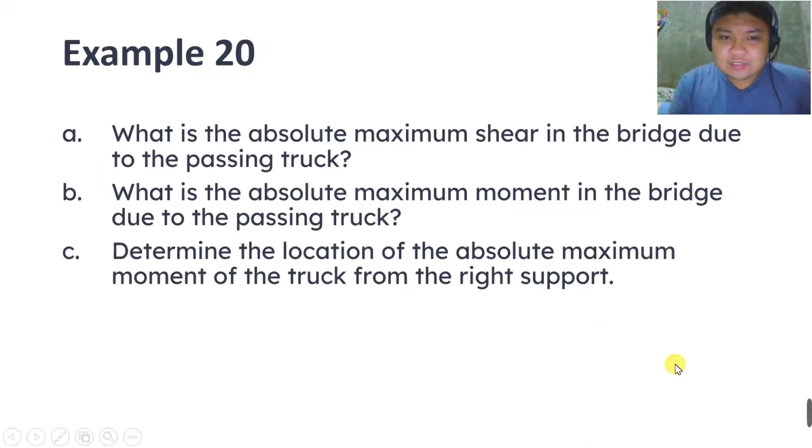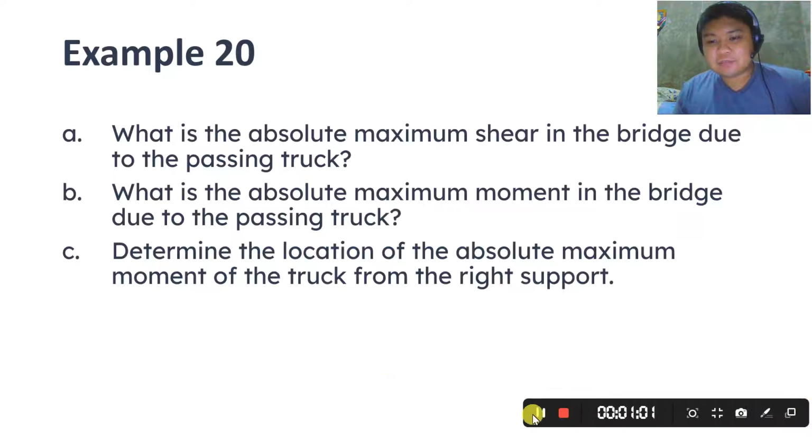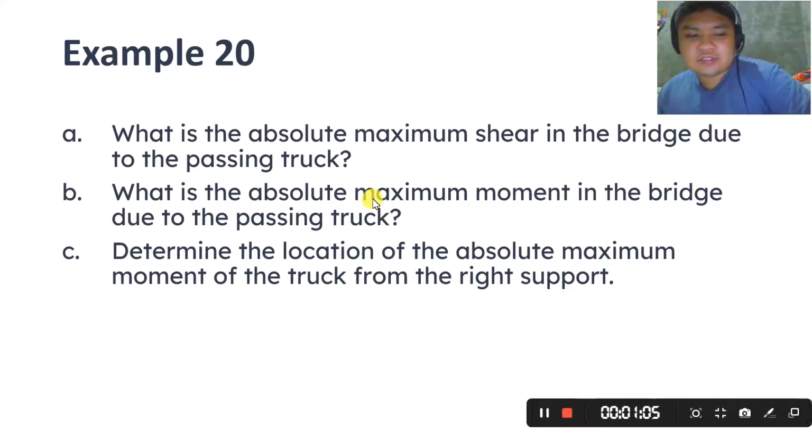Sorry. So ang tanong, letter A, what is the maximum or absolute maximum shear in the bridge due to the passing track? Yung pangalawa, what is the maximum or absolute maximum moment in the bridge due to the passing track? And yung pangatlo, determine the location of the absolute maximum moment of the track from the right support. So, ayan. This time class, subukan na natin siyang sagutan ngayon.